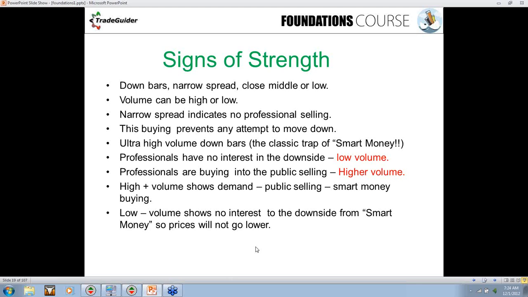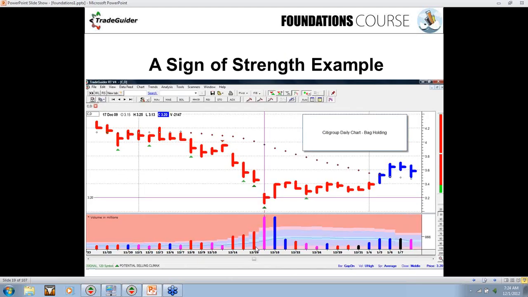This is a classic example again. What do we notice about this? This is Citigroup. This was the day, I think, just after Lehman Brothers had gone bust, and all the banks were going to be bailed out. I remember this well. And all of a sudden, we saw a signal called bag holding. It's also known as a selling climax as well.